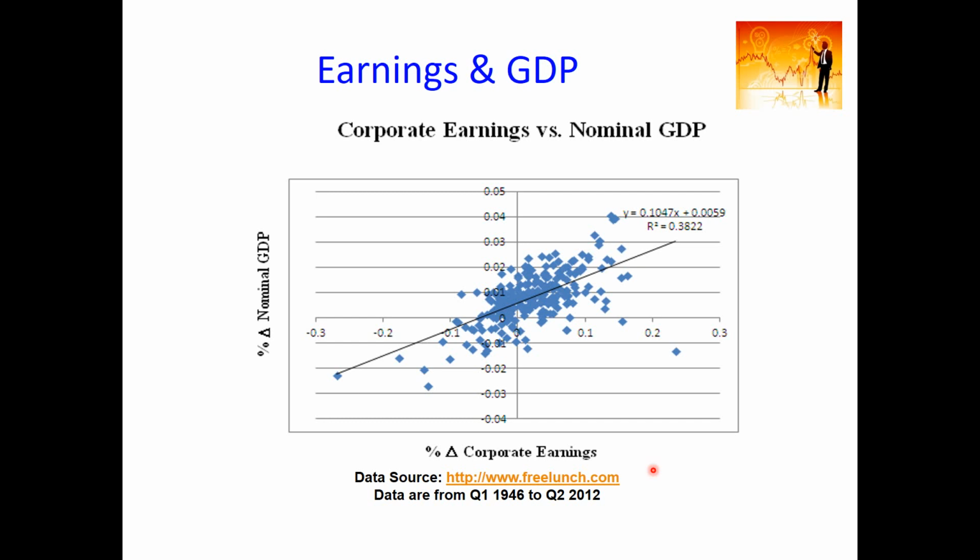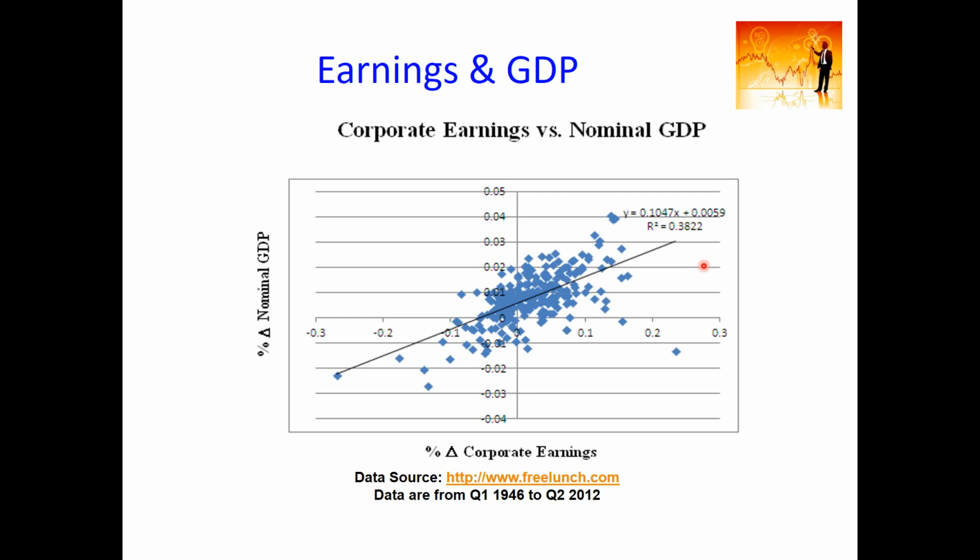As an example on the screen, we can see the relationship between percentage changes in nominal GDP and the percentage changes in corporate earnings between 1946 to 2012. We can see a really clear positive relationship. You can see by this upward sloping curve. So there is a positive relationship between the two. Which indicates that as the economy either improves or worsens, that has a strong impact on company earnings.